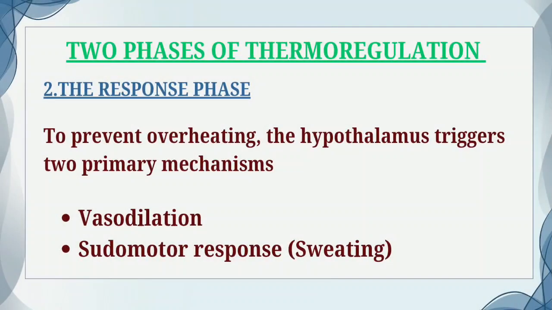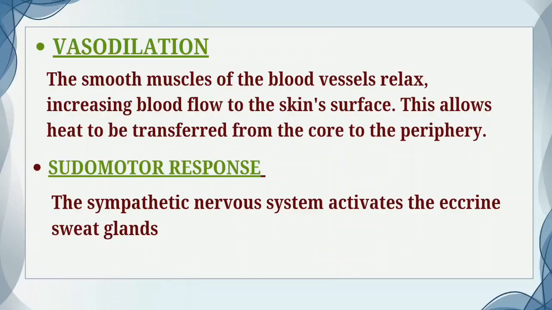The response phase. To prevent overheating, the hypothalamus triggers 2 primary mechanisms: vasodilation and pseudomotor response. Vasodilation. The smooth muscles of the blood vessels relax, increasing blood flow to the skin surface. This allows heat to be transferred from the core to the periphery. Pseudomotor response. The sympathetic nervous system activates the eccrine sweat glands.